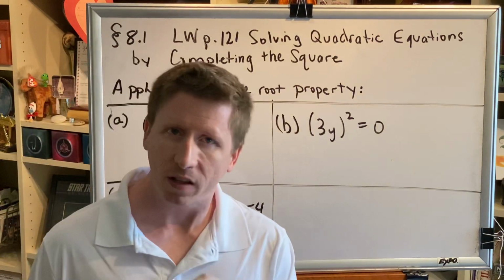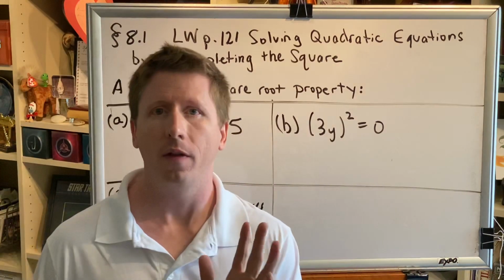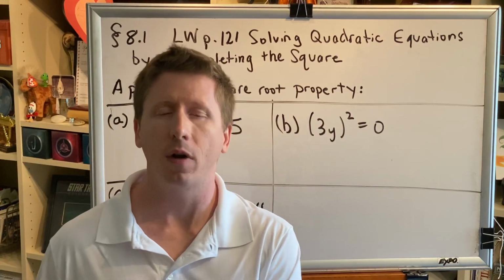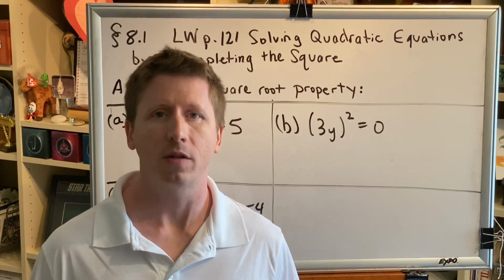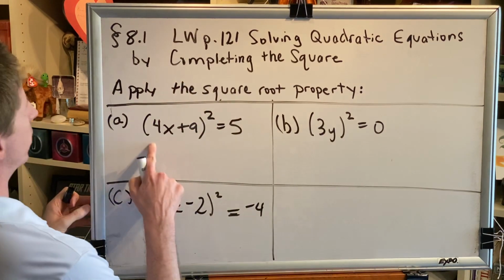Now, there's phrasing that I would like to be consistent when I'm describing the square root property. On the left, drop the square and any parentheses. On the right, put plus or minus square root. It is a very easy property to use. So let's apply it now.